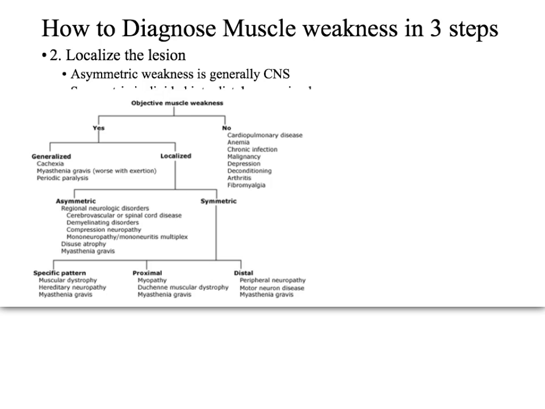If you're an algorithm person, this algorithm is generally going to be helpful. So you've identified that there is an objective muscle weakness rather than someone being fatigued or in pain. If it's not a true weakness, then here's a list of possibilities. If it is a true weakness, then you come over here and you say, is it general or is it localized? From there, asymmetric or symmetric, and then distal, proximal, or a specific pattern.